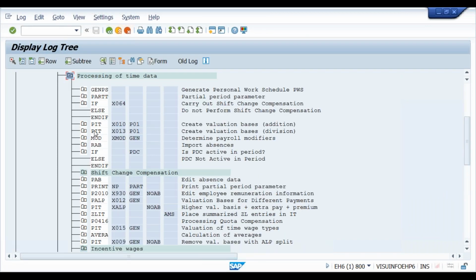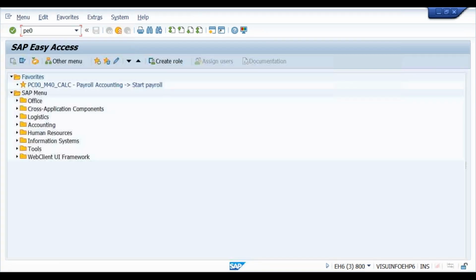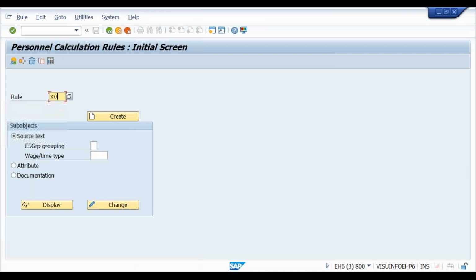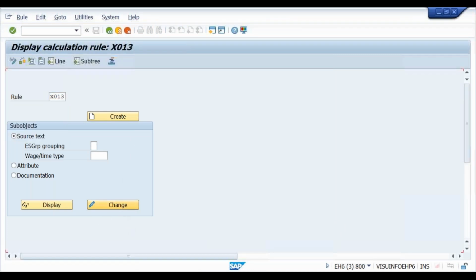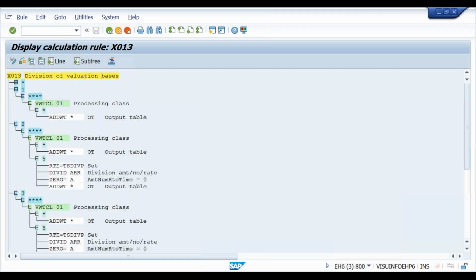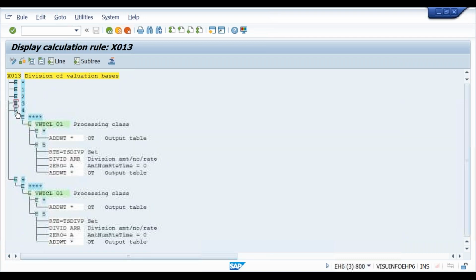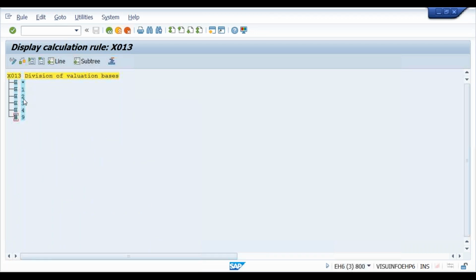You may not understand what a PCR is now, but just look at the PCR. This is a PCR named X013. This PCR is used to calculate the rates. Now if you look at this PCR, the first level in the PCR is the employee subgroup grouping for PCR. So if that waste type has a 3, now it goes here and this logic is applied.